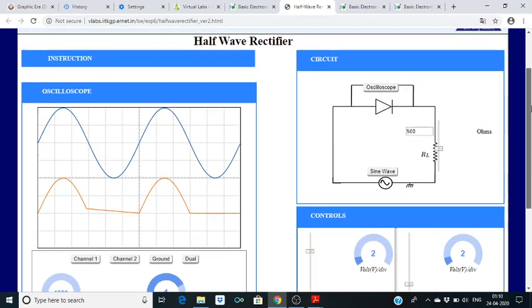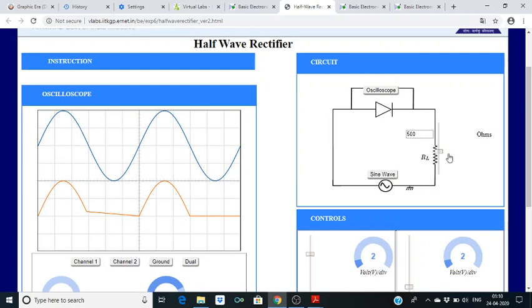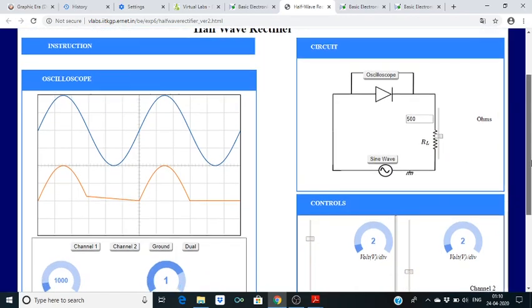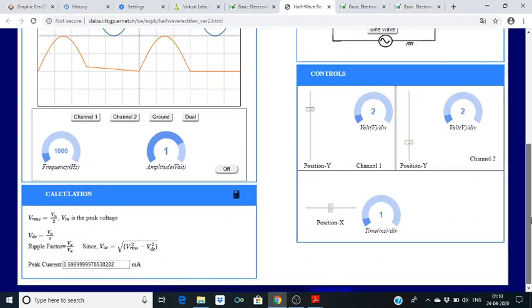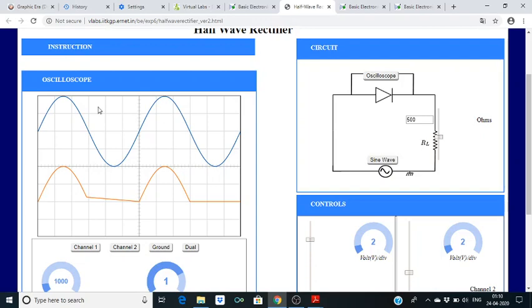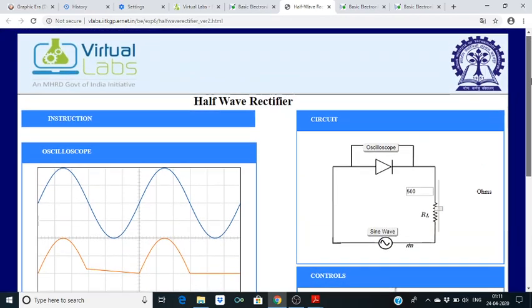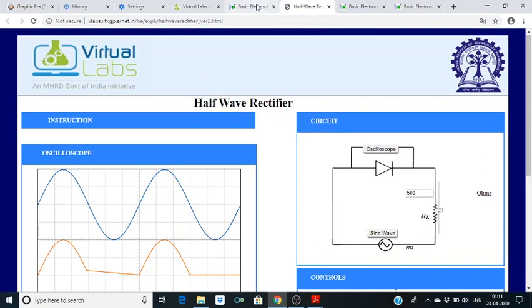And what you can do here is take different values of RL, so this peak current value will change. So this will be the graph you will be getting. You will take a screenshot of this graph and you will calculate Vm, then accordingly VRMS and VDC. So this is the half wave rectifier without a capacitor.